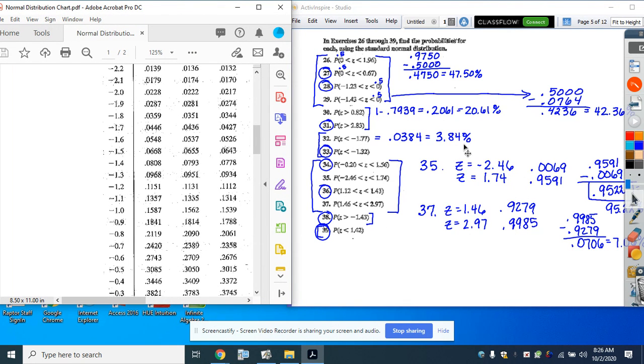0.0384, and that is the number that we got for that. And then you move it over 2 places to the right to get my percentage, and you get 3.84%.